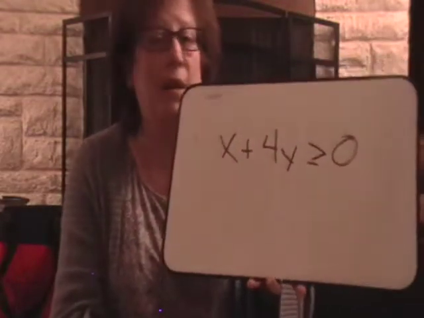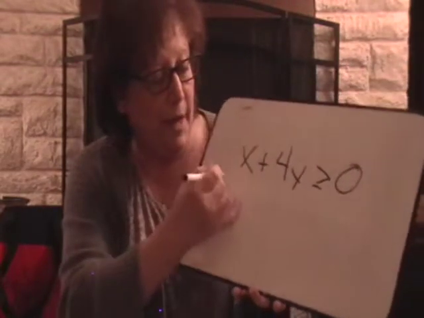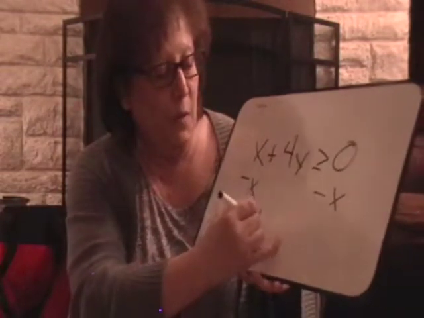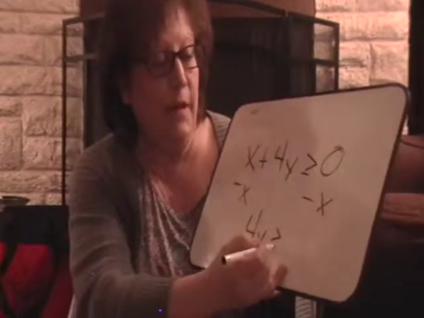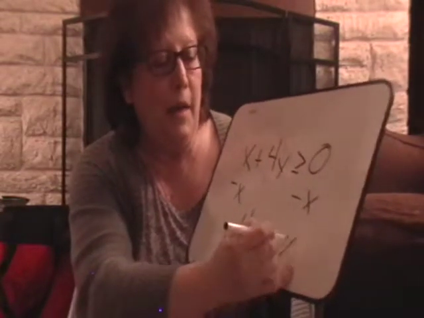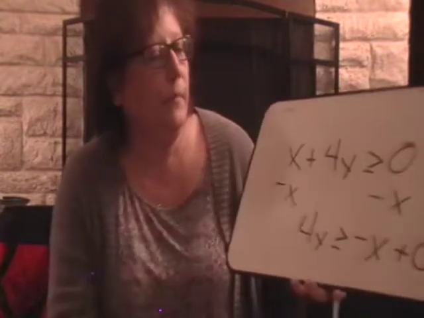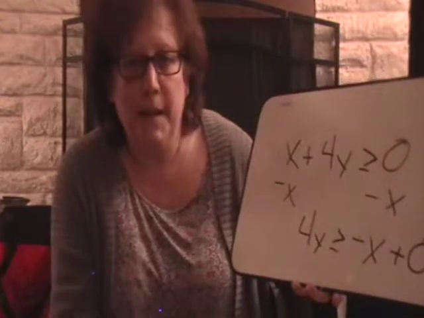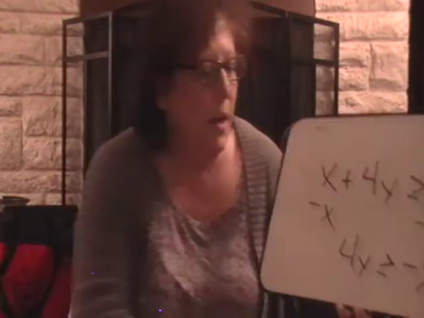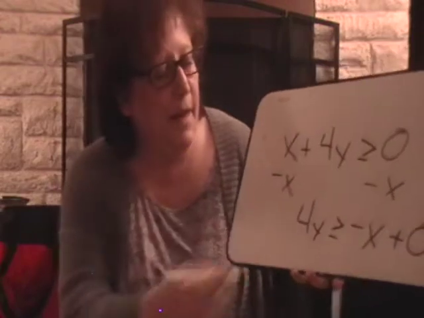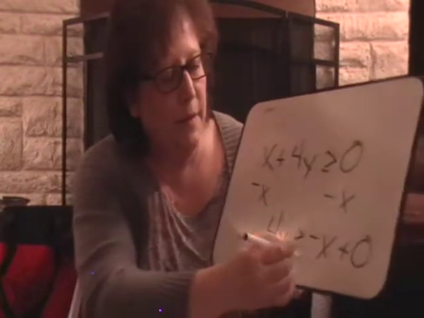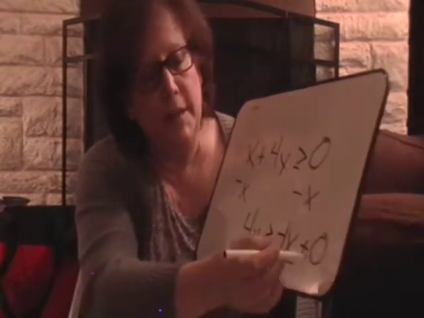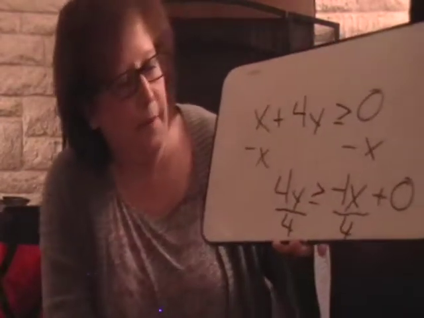Again, is it ready to go on the graph? No, it is not. I've got to move this guy. Negative x, negative x. And I'm going to end up with 4y is greater than or equal to negative x plus 0. And I do like to keep that 0 there just to remind me of kind of where I am on the graph. So I still have one thing that I have to do. I have to divide, which is going to give me negative 1 over 4 x. And this is going to be 0. I'm just going to leave that 0 there.